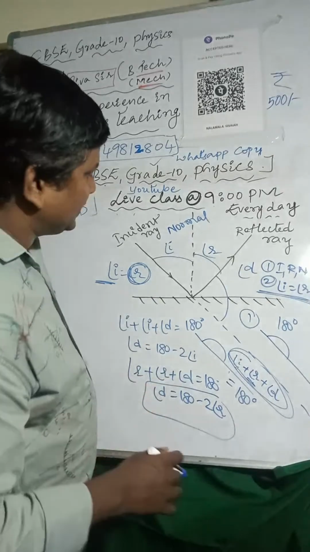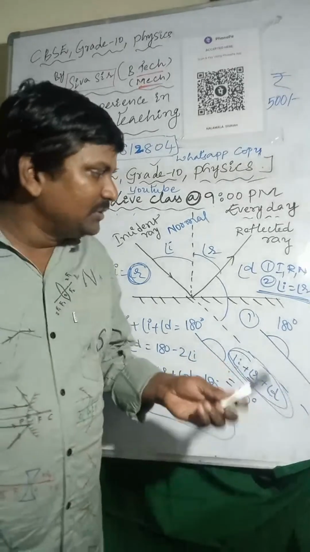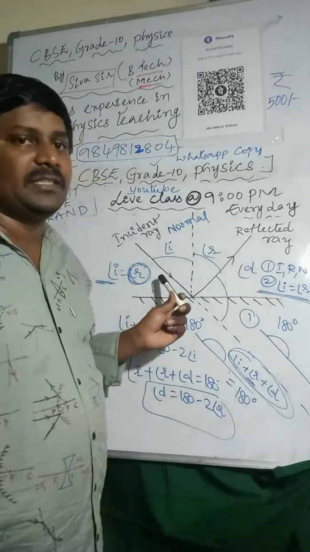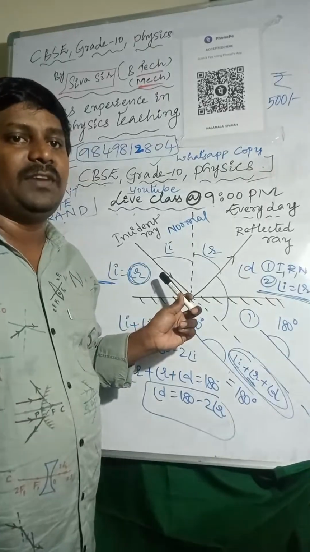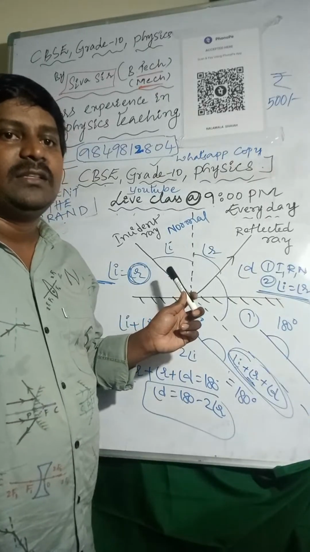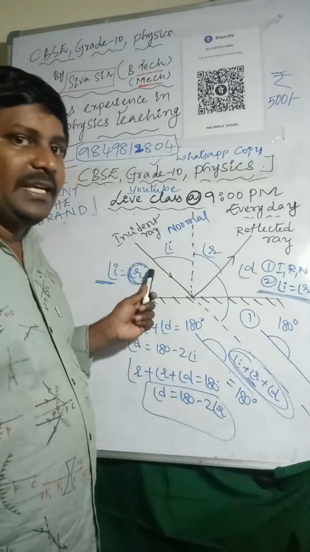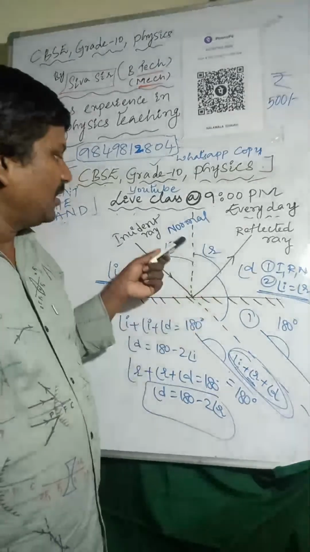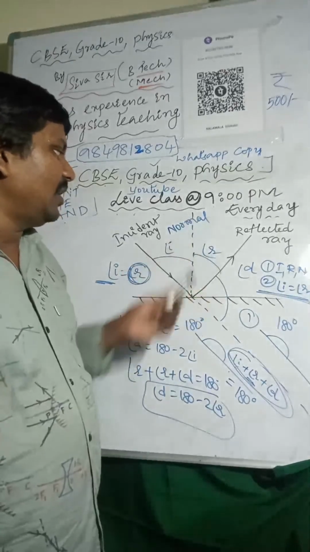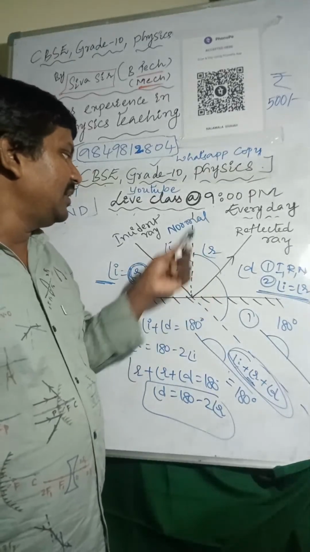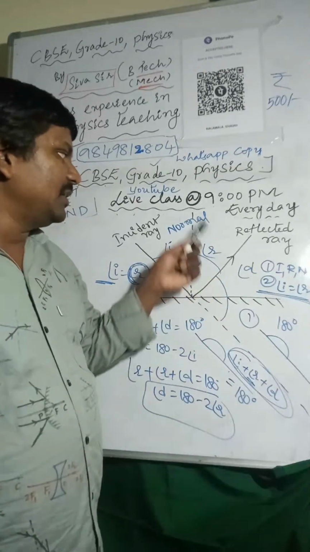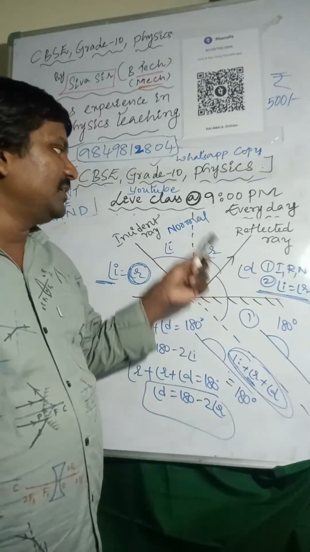Once again, listen carefully. The bouncing back of the light from the reflecting surface is called reflection of light. So this is the incident ray, reflected ray, and normal line.